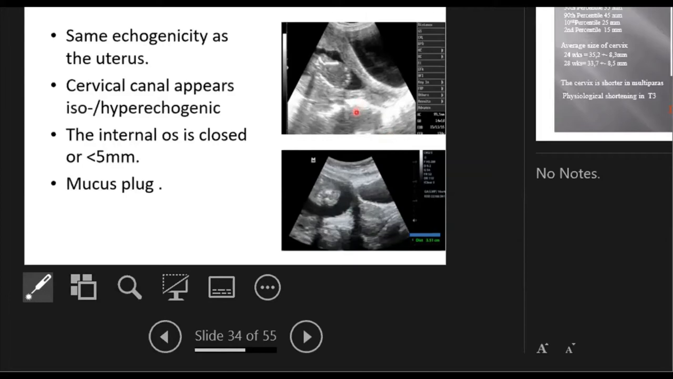In most cases, the cervical internal os is closed or is just open up to about 5 millimeters, and we report it as closed. You should visualize the mucus plug. In most of the patients, it's quite prominent, like what's shown in this image.